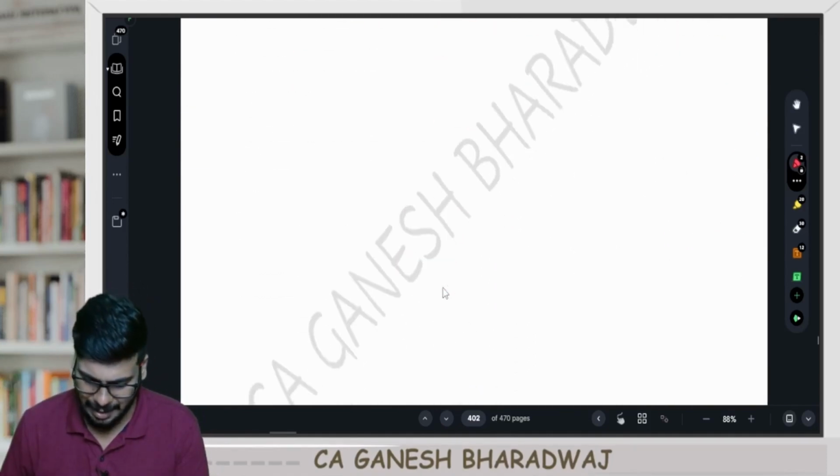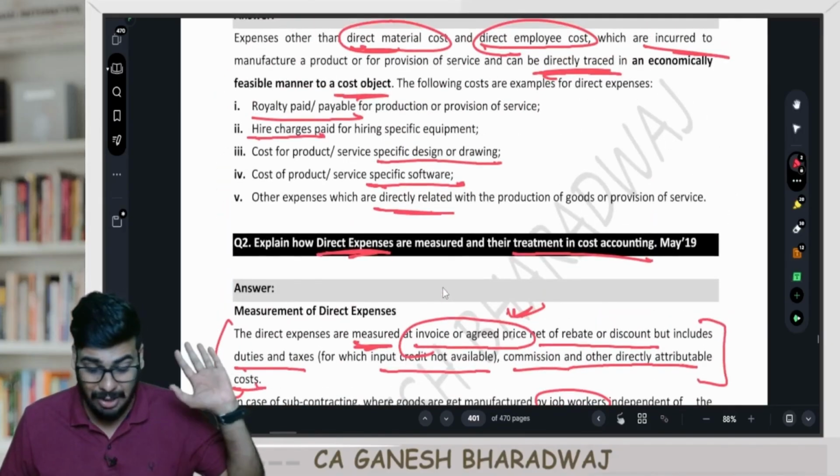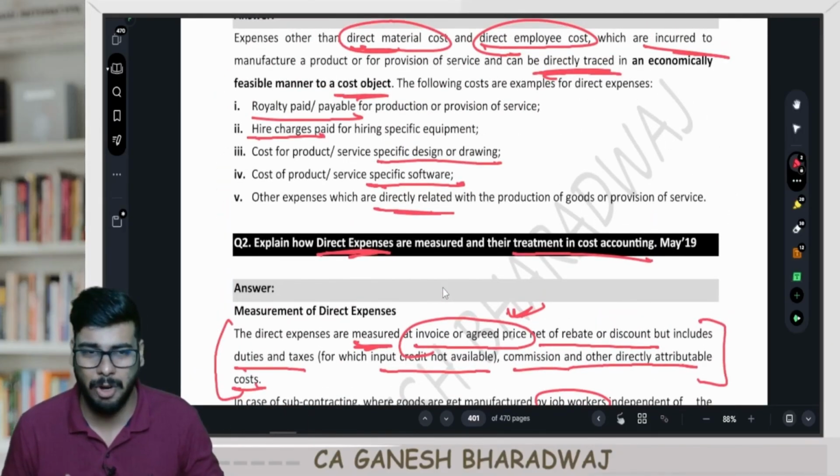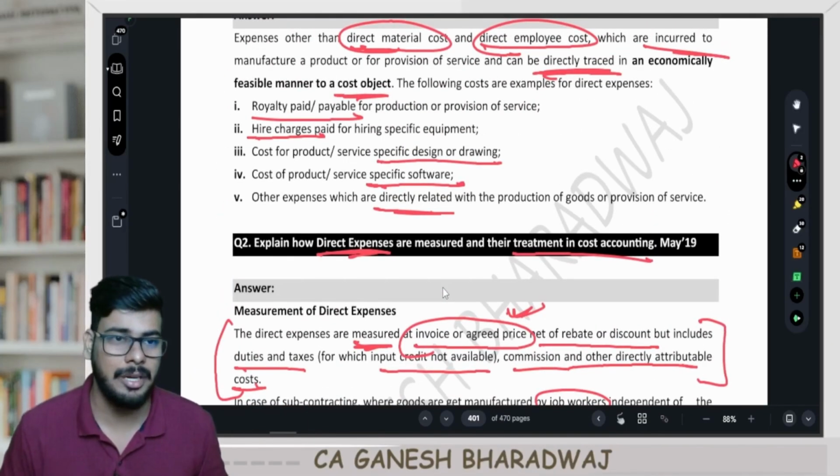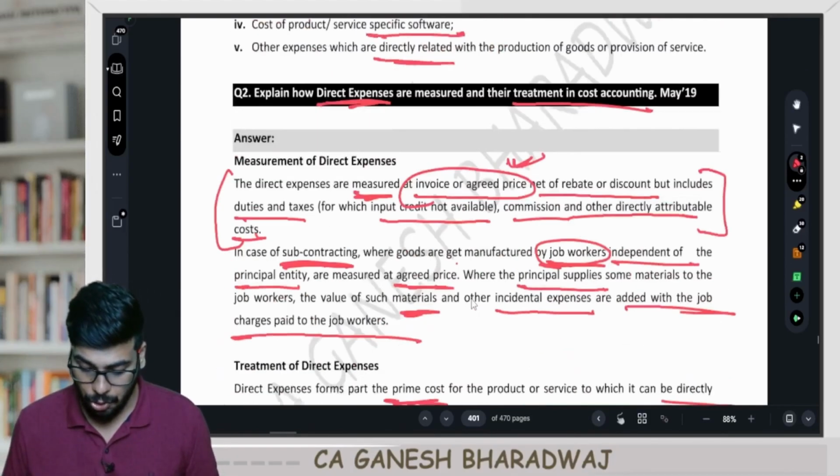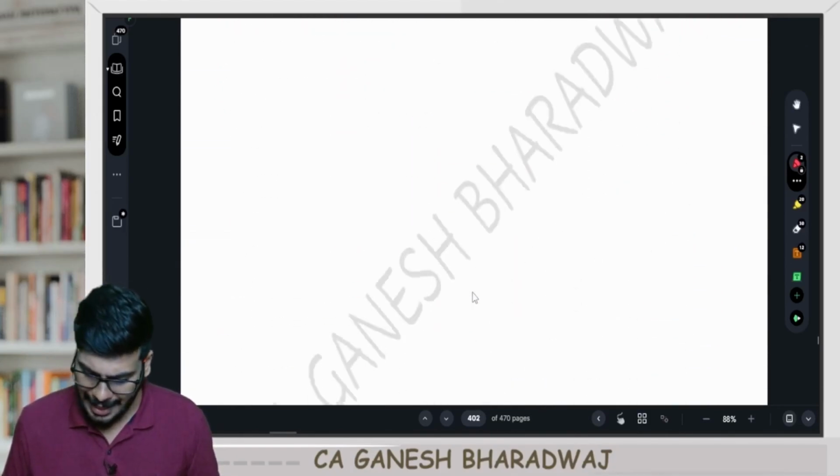Now, I think that's about it. These are the major theory questions. If at all it comes, rarely theory questions come from cost sheet. If it comes, that also I am covering. Clear with this, guys? Now, let's go to the MCQs.